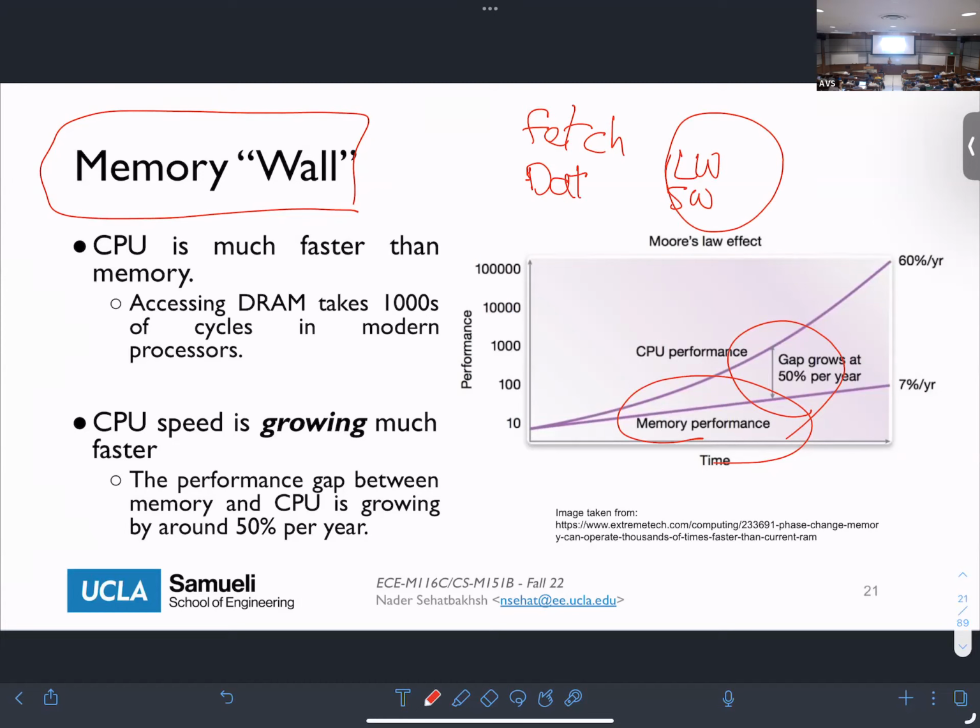So if you want to really get performance out of the system, we need to think about what we can do for the memory as well, and how we can make the memory fast as well. Otherwise, we're not going to get anywhere. We're just going to make something really, really powerful, but the second thing would be very, very slow. Okay.